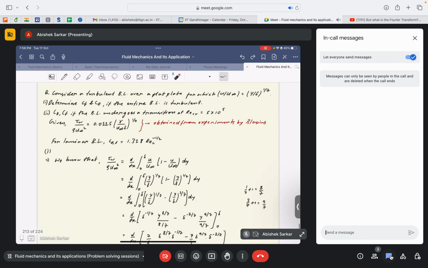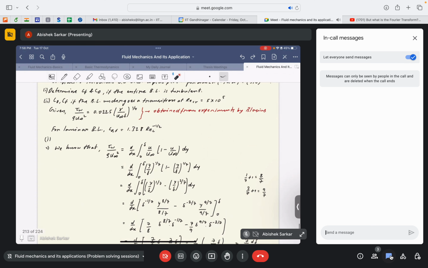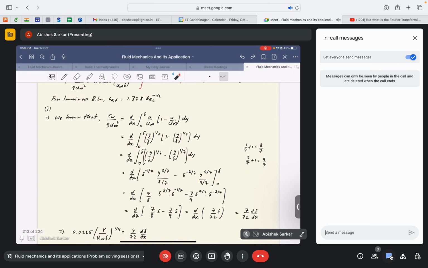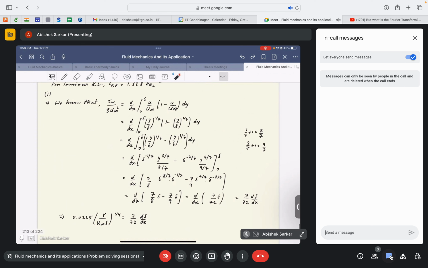Since we are given the velocity profile, we again apply the integral methods for boundary layer, and we apply the von Karman momentum integral solution, which tells us that tau wall by rho u infinity square is equal to this expression. Substitute the value of u by u infinity, which is given by y by delta to the power 1 by 7. Then this integration is quite simple, just integration of two terms. But just to recall, delta is not a constant, so it will remain within the derivative. Delta cannot come out.